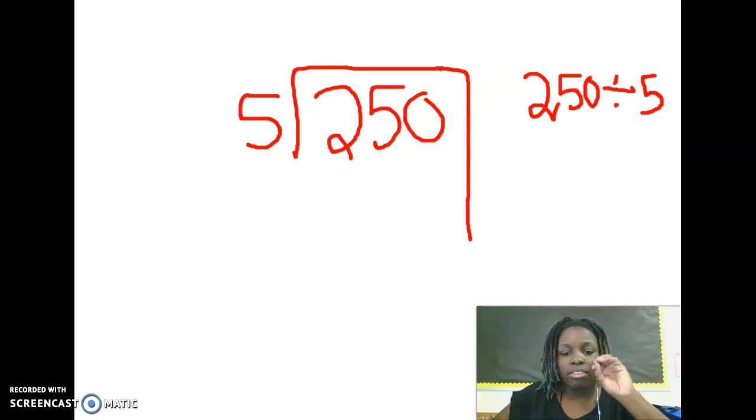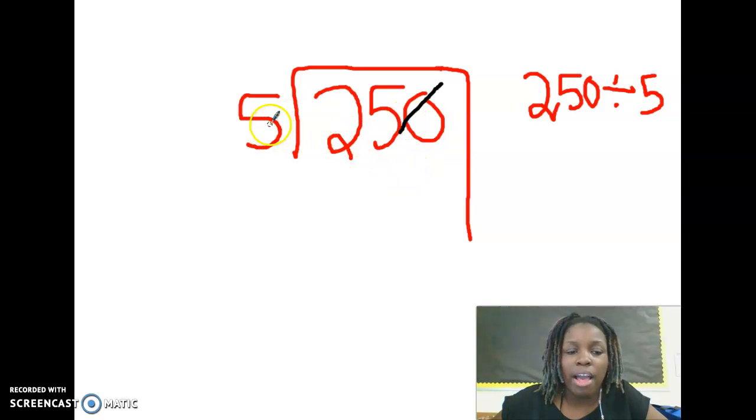So what do you notice out of 250? What number do you notice? Good, you notice the 25. So all I have to do is hide the 0 and think 25 divided by 5.